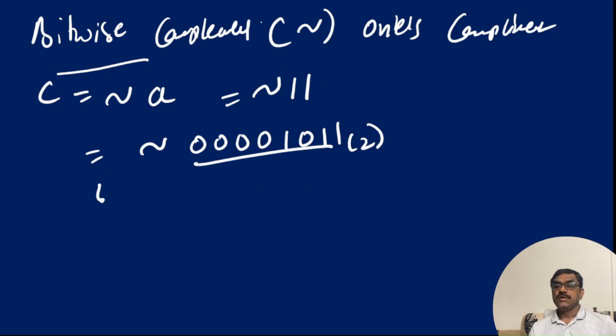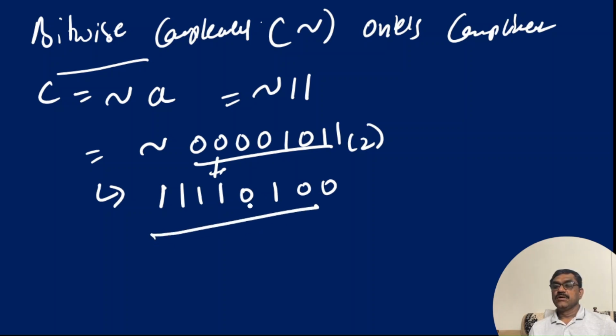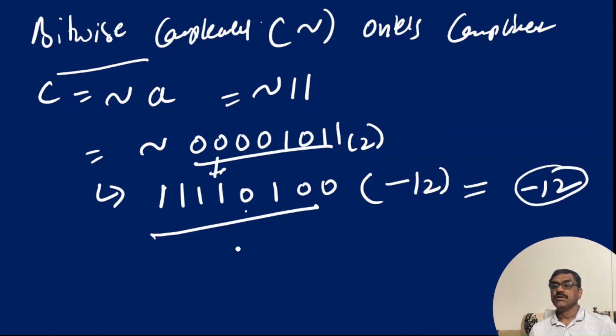Now convert this format, zeros into ones and ones into zeros: 1 1 1 1 0 1 0 0. So this is the answer you are going to get. But its equivalent value is minus 12. So it is stored in the form of minus 12. That's why we are getting the answer minus 12.